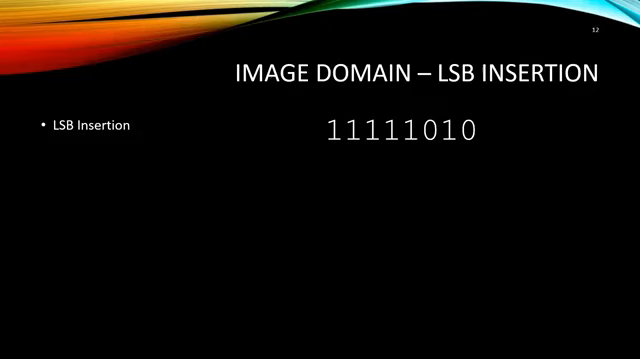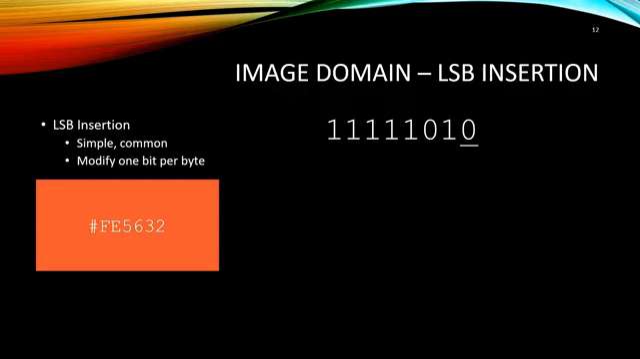LSB stands for the least significant bit. LSB insertion is a very simple approach to embedding information into a cover image, and it accomplishes that by using the LSB in each byte to store data. Let's look at an example. This color is FE5632 in hexadecimal. The FE represents the 8 bits of red, the 56 represents the 8 bits of green, and the 32 represents the 8 bits of blue.